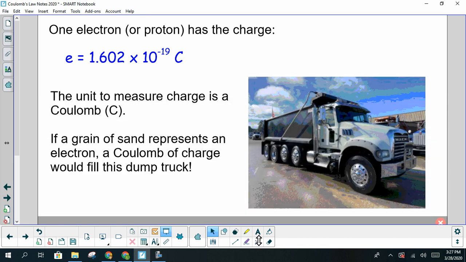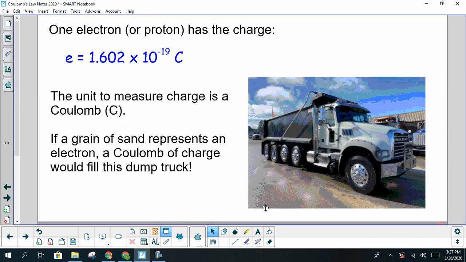Now, the coulomb is an extraordinarily large amount of charge. So the unit that we use to measure it, it's named after a guy, as always, a physicist. That capital C stands for coulomb. So if you had a dump truck and you fill that dump truck with sand, and every grain of sand represents an electron, a coulomb of charge would fill an entire dump truck. So it is a really, really, really big unit of charge.